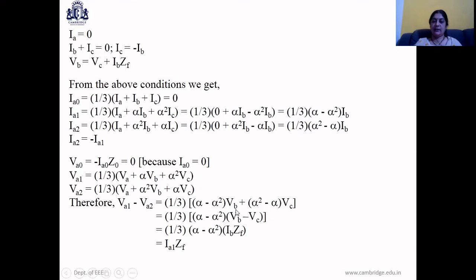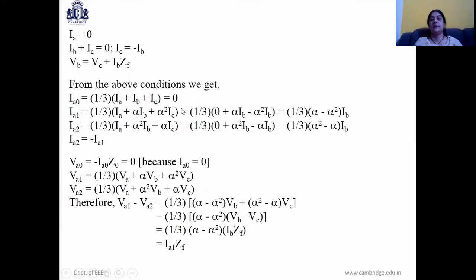So representing like that, alpha minus alpha square VB. Take this minus out, so this becomes alpha minus alpha square VC with a minus sign here. Therefore, if you take alpha minus alpha square common, you have VB minus VC, and VB minus VC is IB times ZF. Therefore, VA1 minus VA2 is IA1 ZF.